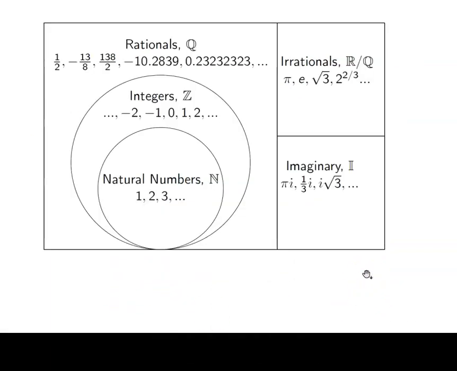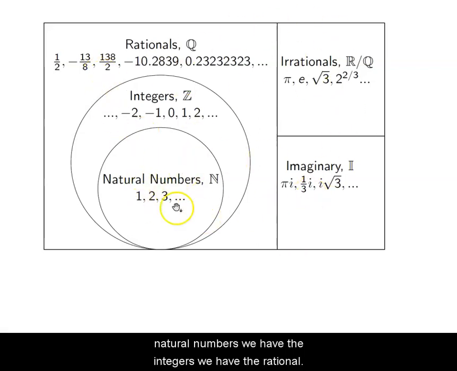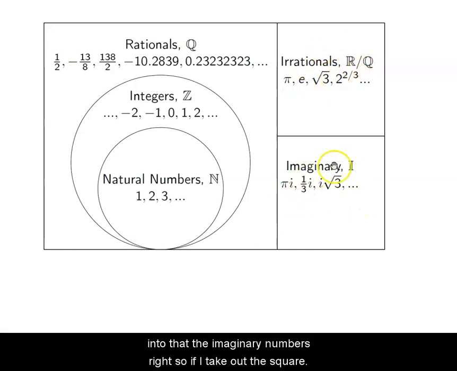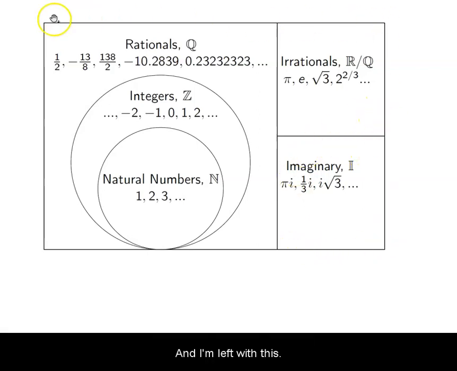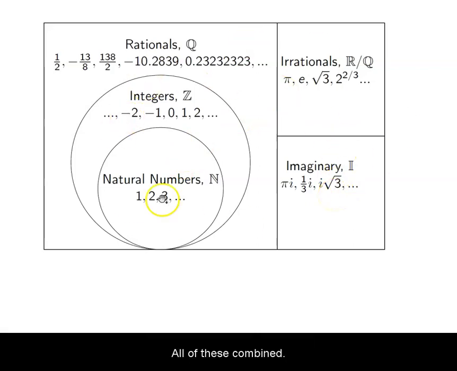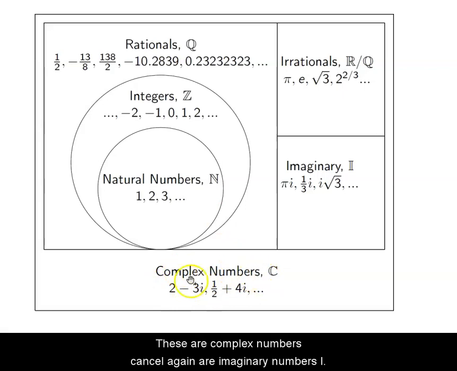Okay, so this is taken from what we had before. We have the natural numbers, the integers, the rationals, and here we have the irrationals, but I've included the imaginary numbers into that. So if I take out this square, I'm left with this bigger rectangle missing this rectangle, and that was the real numbers. So what we've talked about so far is including the imaginaries, and all of these combined is our complex numbers.